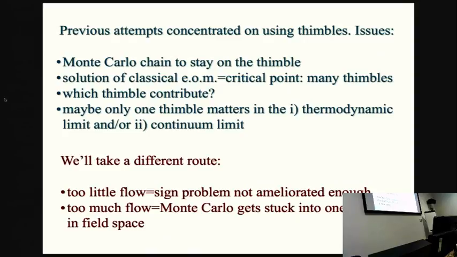Our route is going to be slightly different. Our route is going to be, forget about the thimbles. I'm going to take my real plane. I'm going to evolve it somehow. If I evolve a lot, I'm going to get close to the thimbles. If I evolve a little, I don't get close to the thimbles. If I evolve too little, I don't ameliorate my sign problem. If I evolve too much, the different regions that are mapped to different thimbles are going to be isolated by enormous potential barriers or action barriers, and it's going to be difficult to sample them. So what you try to do is to find some middle ground where you can make some money.